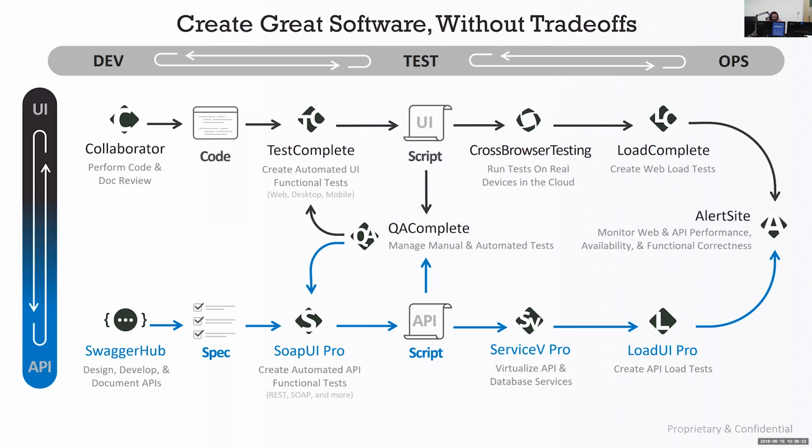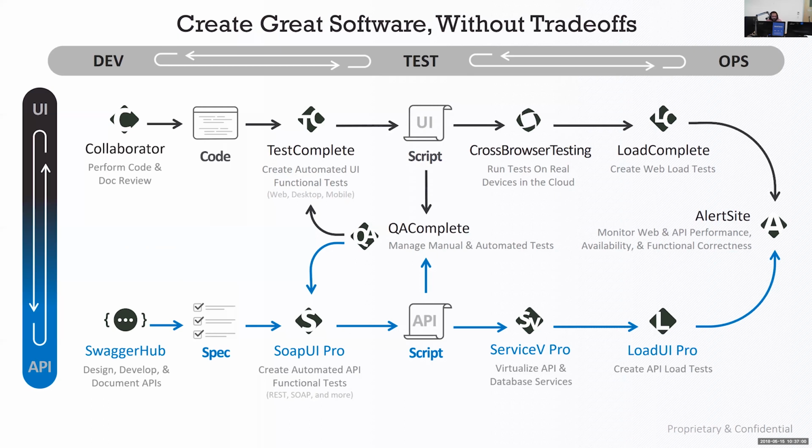So starting at the dev UI section, we have Collaborator, which is our code review tool. You can start testing your UI with our product TestComplete. You can manage your tests using real devices that we have in our offices with cross-browser testing. And you can also stress test, load test these UIs with LoadComplete.